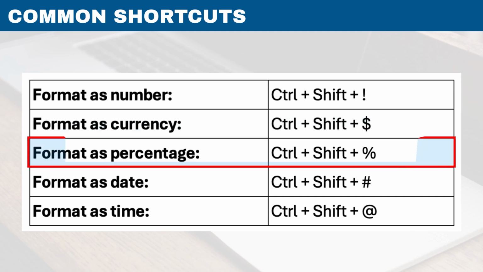To format as a percentage, select the cell or range of cells you want to format and press the Ctrl, Shift, and % keys simultaneously. The selected cells will be formatted as percentages.